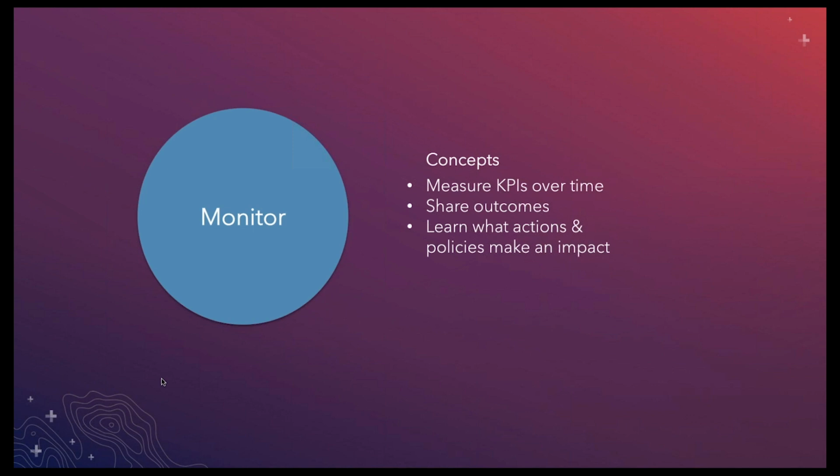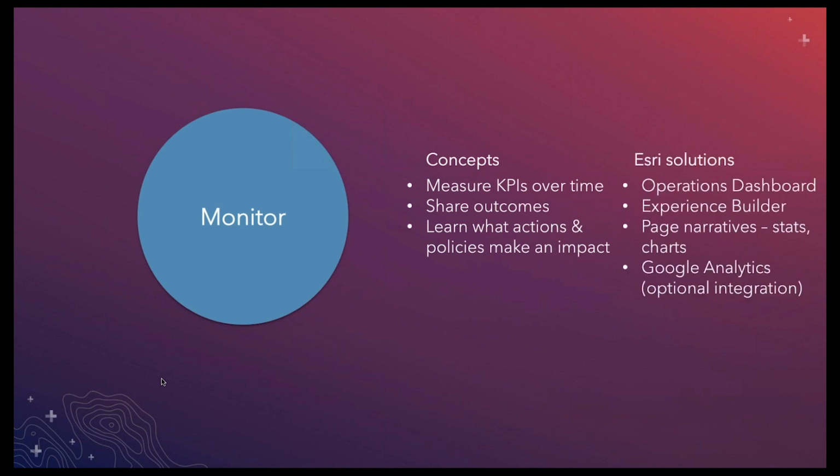Great sites often also monitor, and that's being able to measure how you're progressing against specific goals and how your outcomes are looking over time, as well as to help you as an organization learn what actions and policies make the most impact for your community. We've got things like operations dashboard, experience builder, and also different cards in Hub sites and pages, like the summary statistics card and the chart card, to show how you're addressing issues with numbers. And there's also Google Analytics, which is a way to track how people are getting to your site and how much they engage with your content.